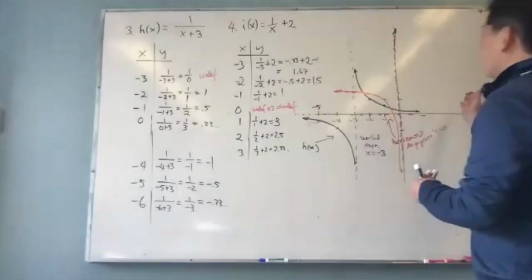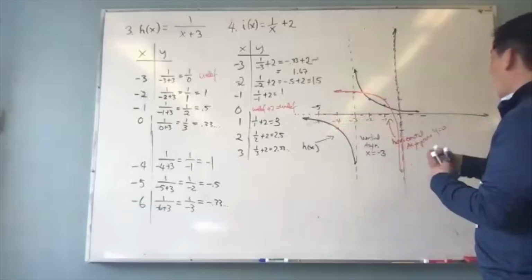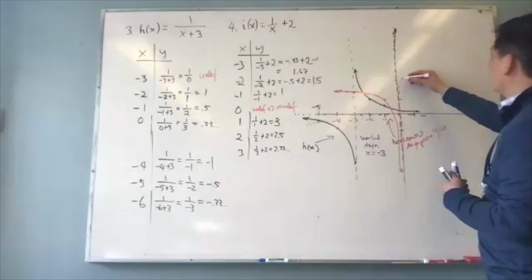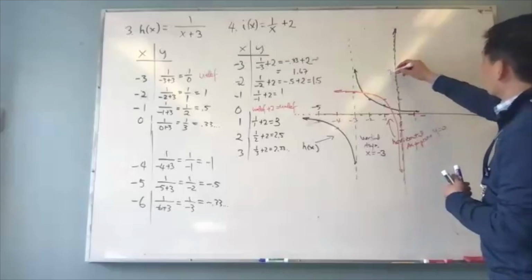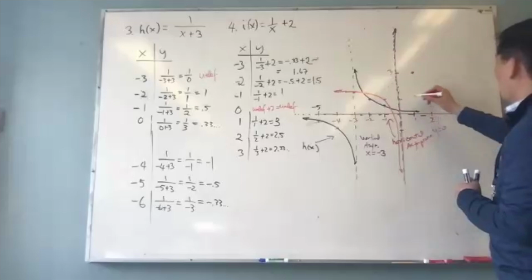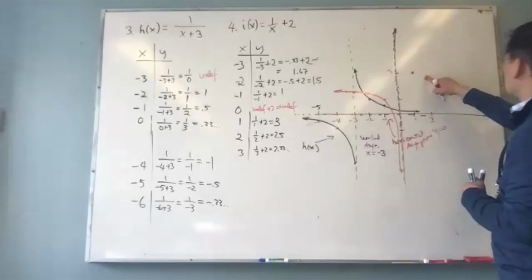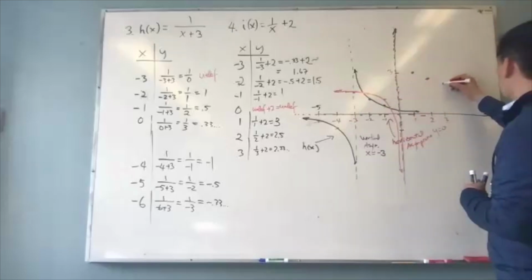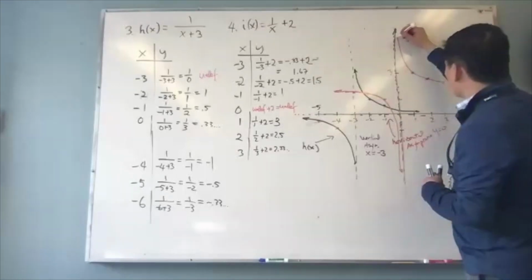Okay, move it onto this side. I have 1 is at 3. 2 at 2.5, right here. 3 at 2.33 right here. So it seems like it's going to go like this.